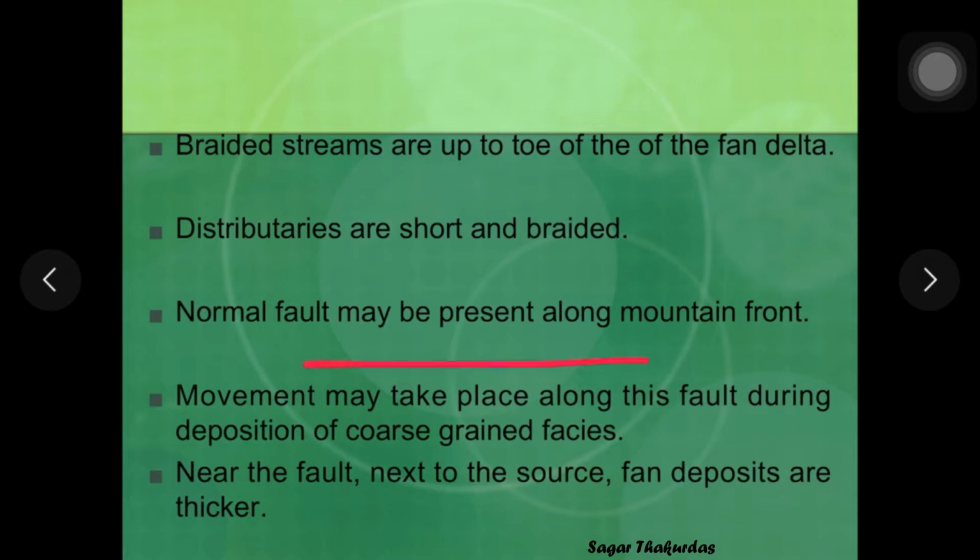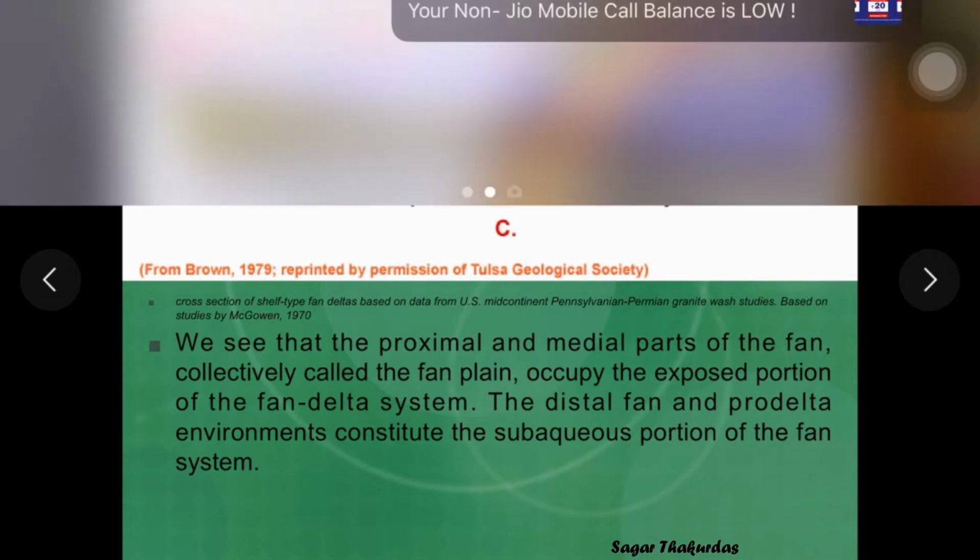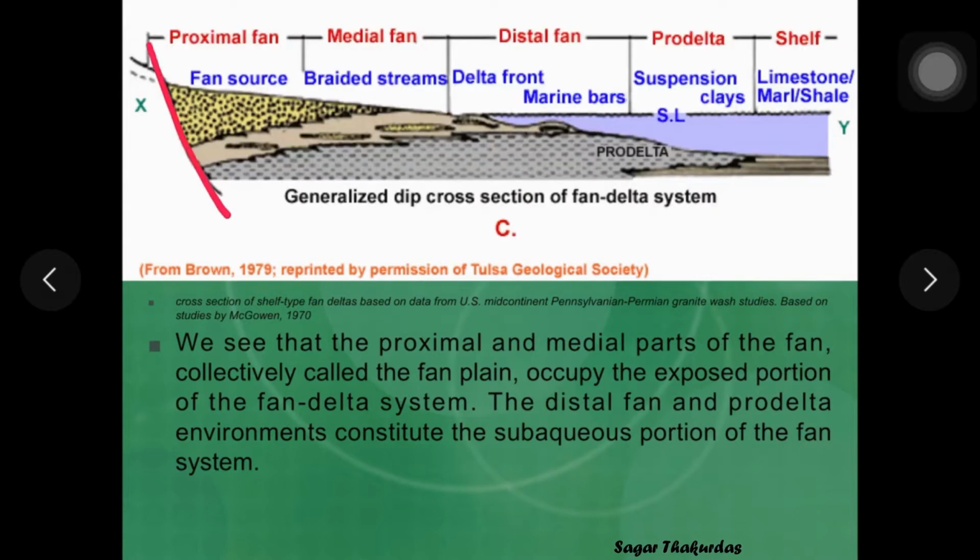Normal fault may be present along the mountain front. So if the fan delta is associated with a fault, close to the fault or close to the source, you will find that the fan deposits are thicker, as shown here in this diagram. So if it is associated with the fault scarp, the sediments deposited near the fault are thick, and the thickness of sediments goes on decreasing away from the mouth of this fan delta.